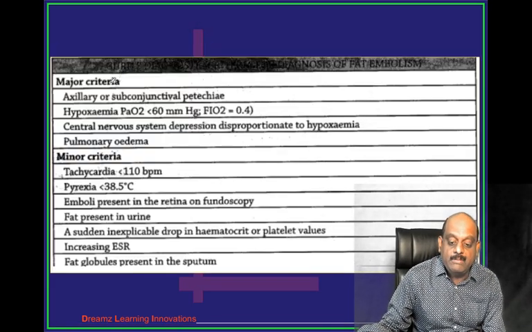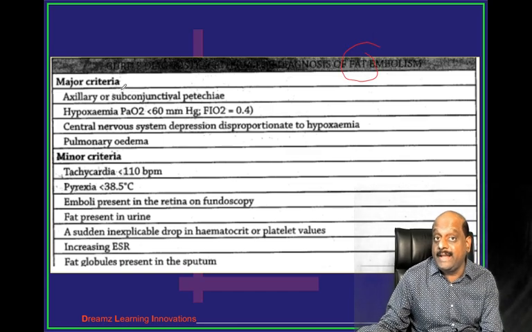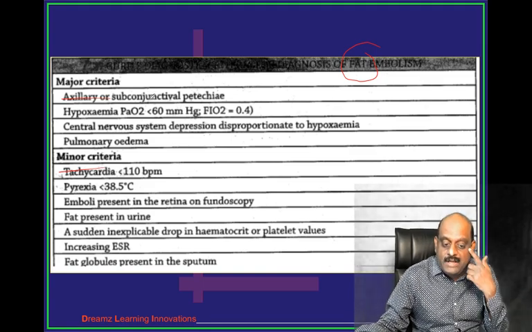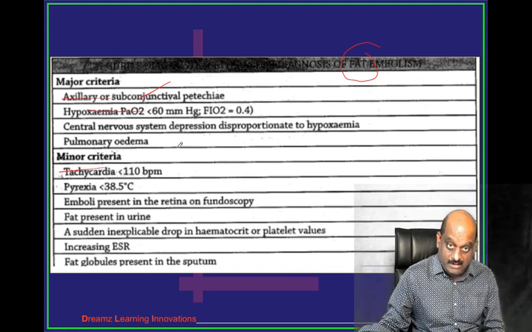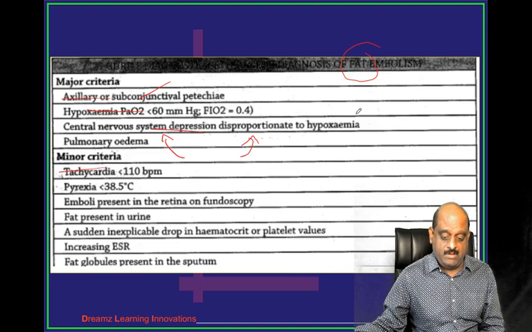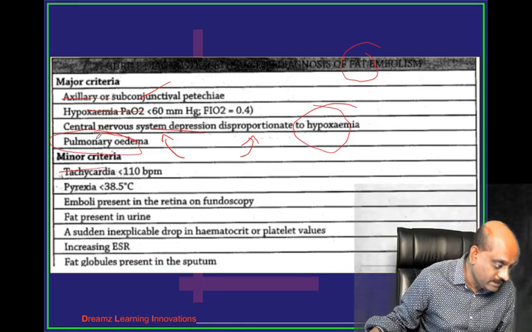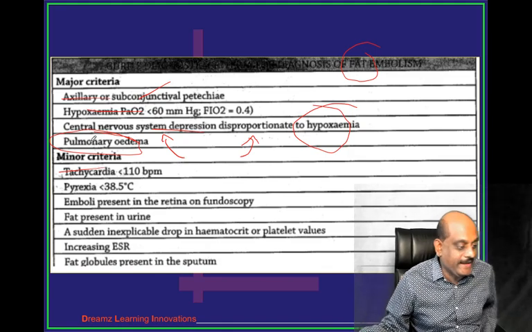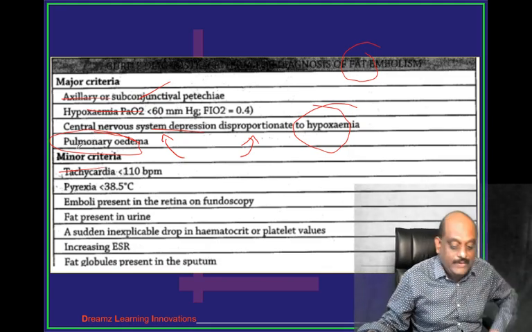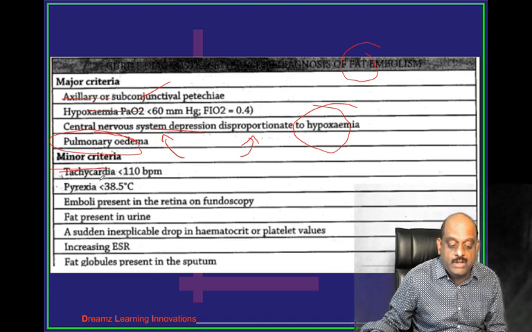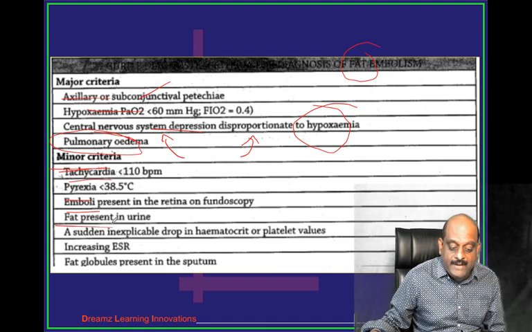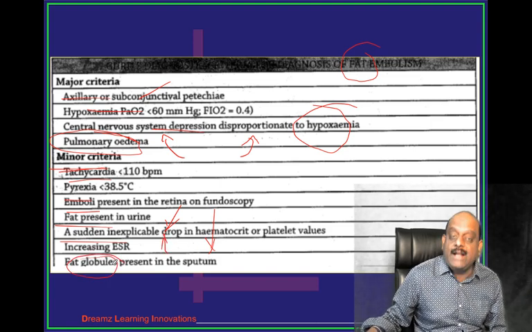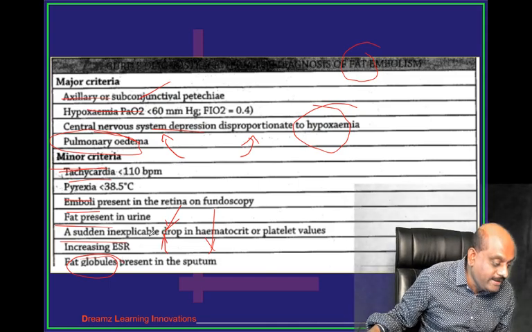Now once more doctor, fat embolism criteria, don't forget, major and minor criteria are a very important area. Subconjunctival petechiae, hypoxemia, CNS depression disproportionate to the amount of hypoxemia, and presence of pulmonary edema, right? Gurd's criteria. Then what are the minor criteria of fat embolism? Tachycardia, pyrexia, retinal emboli, fat in the urine, sudden inexplicable drop in the hematocrit, increasing ESR, fat globules in the sputum, they're all the important indicators.